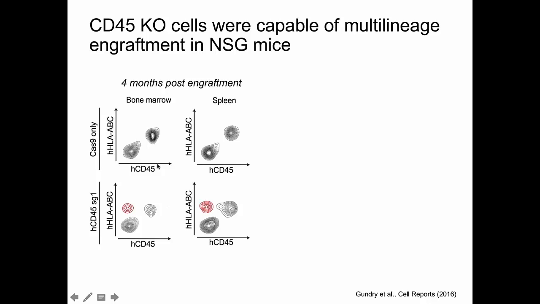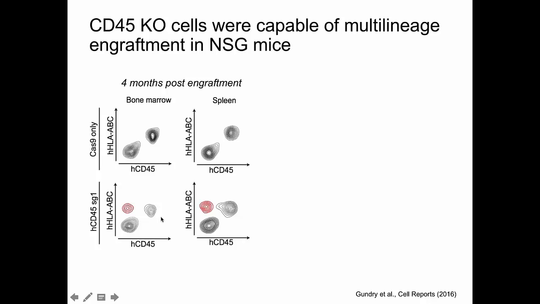So following sgRNA addition, what you saw is a third population. This is a population that is a human cell which has human HLA-ABC, but is not CD45, as that's what we were targeting. And you can see here the efficiency in the human cells is about 50% in both spleen and bone marrow. Again, this represents that CD45 negative population.